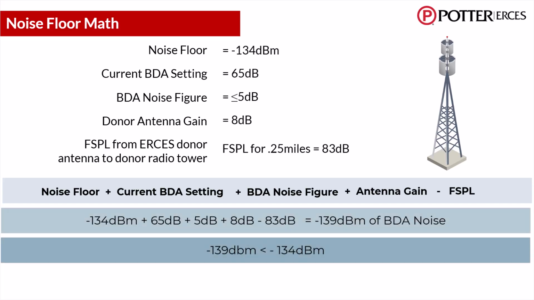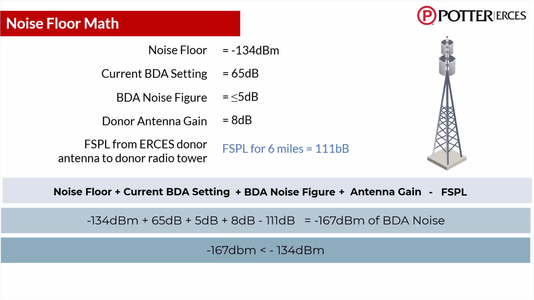We will now walk through an example. In the uplink budget here, the noise from the ERCES is -139 dBm and the noise floor is -134 dBm. Therefore, the ERCES will not raise the noise floor when operating at this gain level. If the noise floor is higher than the BDA noise, no attenuation is needed. Pause to review the math on your screen. In this example, with the donor radio tower much further away, we see that the power level getting to the donor site is much lower than the noise floor but may not have enough power to transmit usable signal. In this case, you should increase the gain by 10 dB or so.